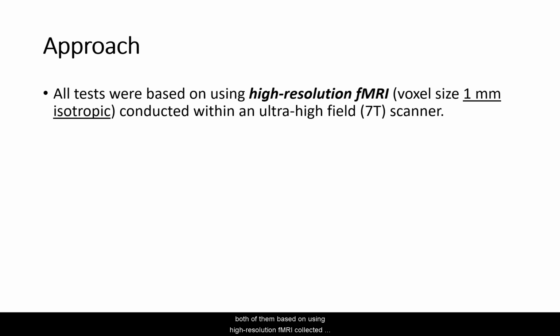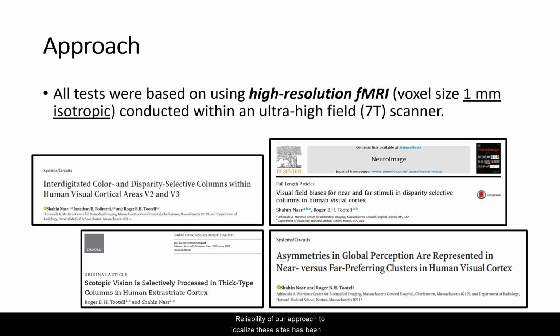This study consists of two parts, both of them based on using high-resolution fMRI collected in a 7T scanner, which gave us a nominal resolution of 1 millimeter. In the first part, subjects were scanned 3 times, during which mesoscale stereo, motion, and color-selective sites across extrastriate visual cortex were localized. These sites comprise our regions of interest. Reliability of our approach to localize these sites has been shown in our multiple previous publications.